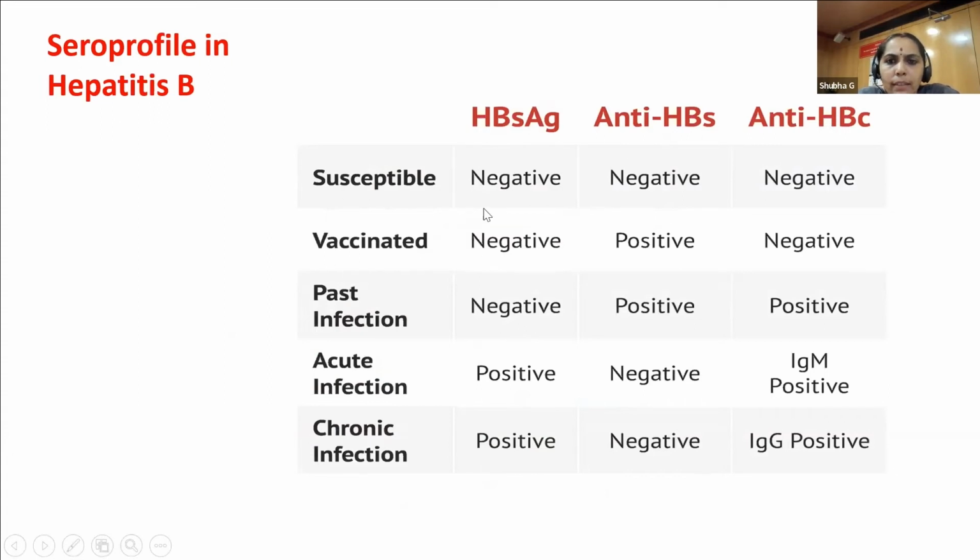So the seroprofile in hepatitis B: a susceptible patient will be negative for surface antigen, anti-HBs, and anti-HBc. A person who's vaccinated is going to be positive only for anti-HBs. If there has been past infection, then HBsAg is negative, but anti-HBs and anti-HBc are positive.